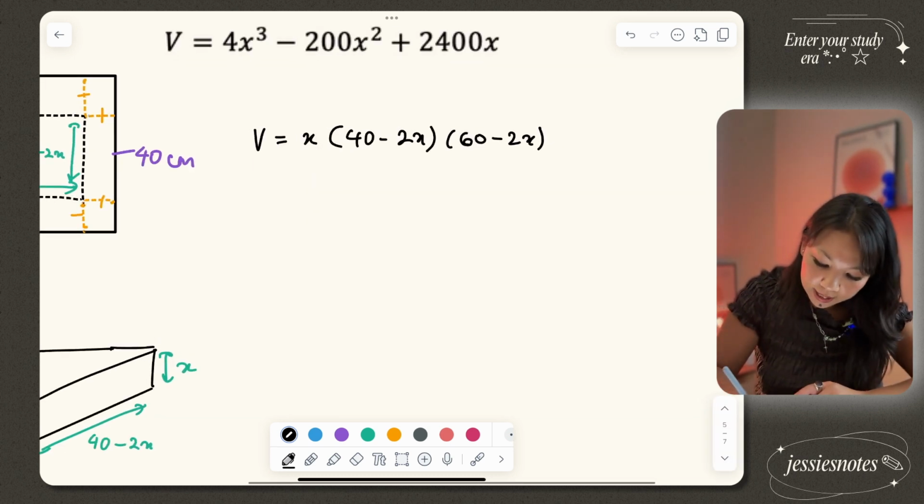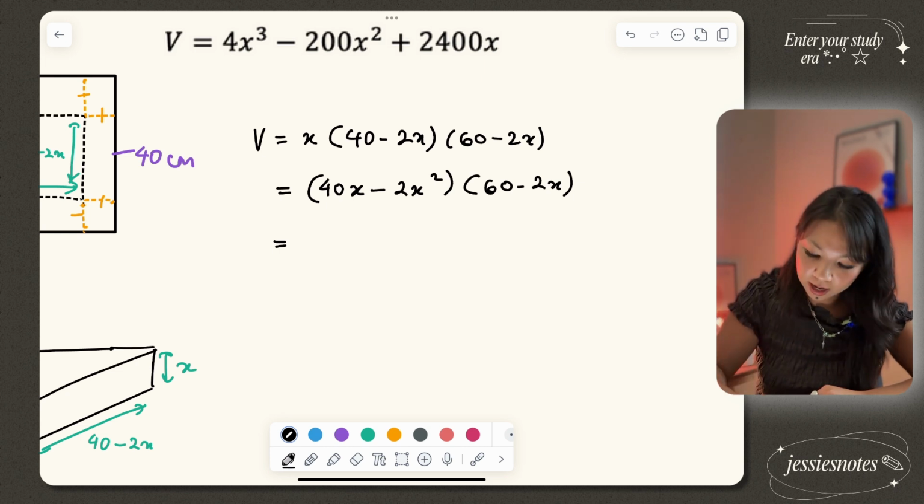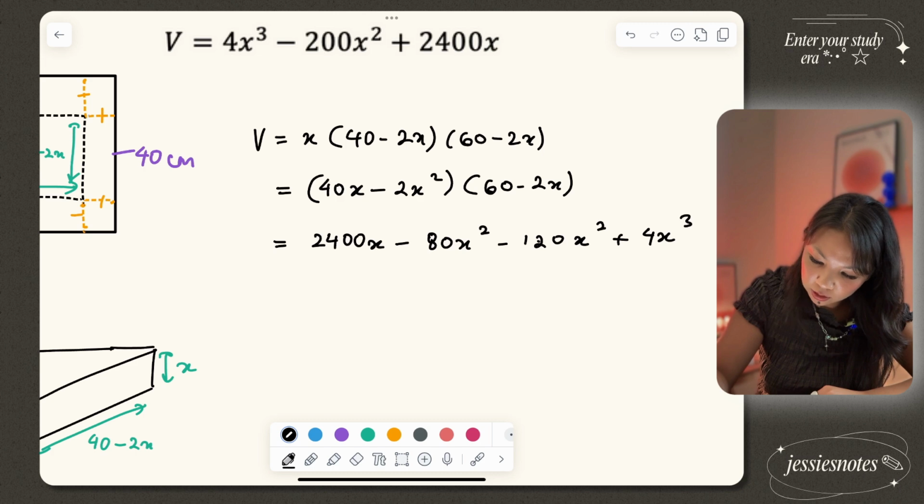Okay, so now we're just going to expand it. I'm going to expand the first two. So we get 40x minus 2x squared, times 60 minus 2x. And then now you're going to expand it further. We get 2,400x minus 80x squared minus 120x squared plus 4x cubed.